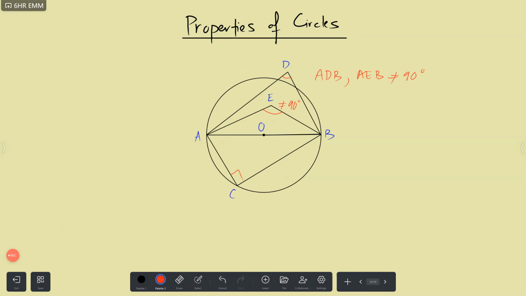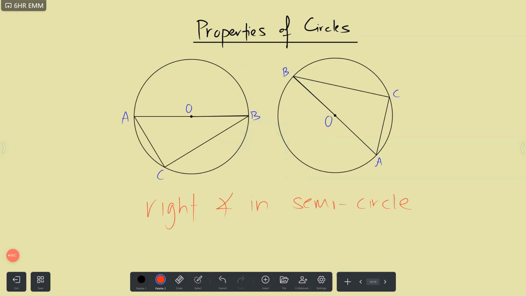This is the property that we are using, right angle in semicircle. The angle ACB and this angle ACB here, these two are 90 degrees. The reason is right angles in semicircle. Just be careful, make sure all 3 points lie on the circumference of the circle, and one side of the triangle forms the diameter of the circle. All right, catch you at our next video.